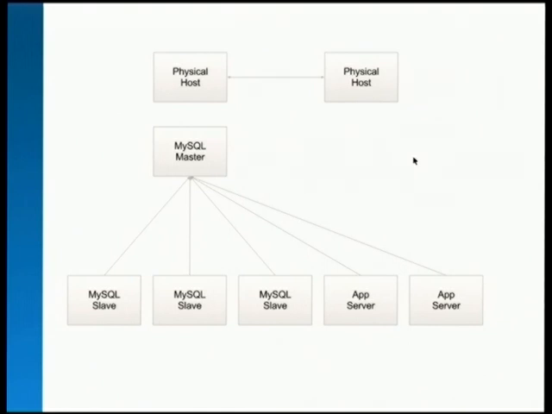Okay, so what we have here is basically two physical hosts that are running our cluster services, DRBD storage, et cetera. And one of these is always basically the active node from the cluster perspective, and it acts as our MySQL master node. And then down here we have a number of either MySQL slaves or downstream application servers that just use this MySQL master node.